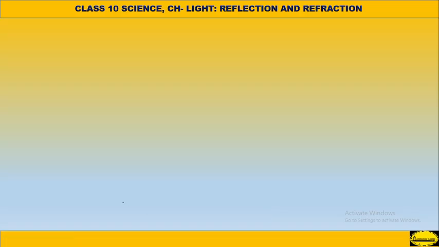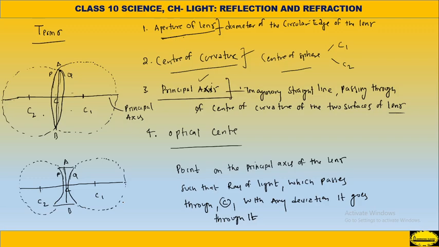And it is denoted by C. This is here the optical center. If a ray of light passes through the optical center, it passes without any deviation, even for a concave lens or a convex lens. Any ray of light passing through the optical center goes through without any deviation.